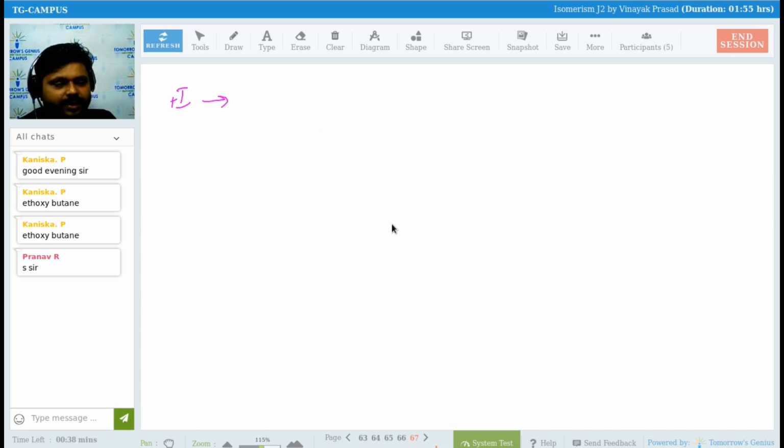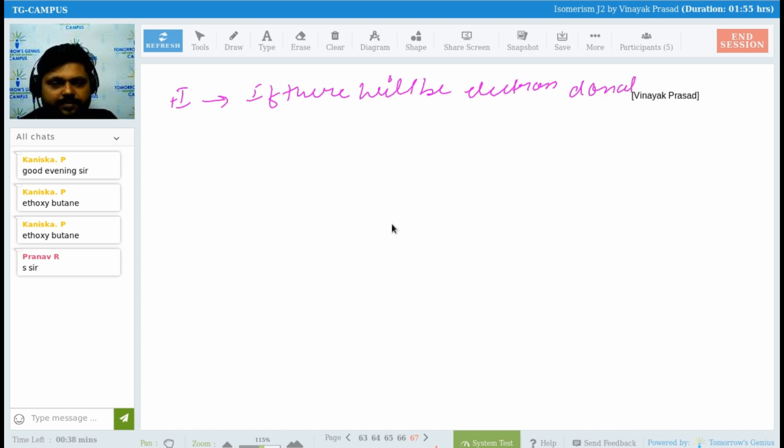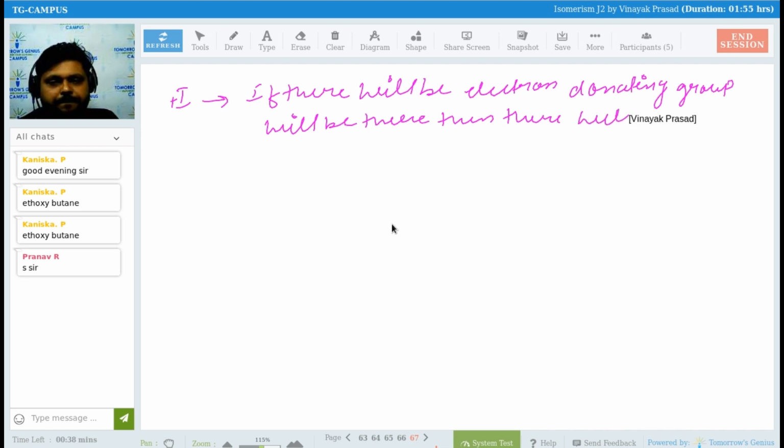Plus I effect means plus inductive effect, right? If there is an electron donating group, then there will be a plus I effect. So what is the order for this? If there is a 3-degree carbon, a tertiary group like C(CH3)3, it will have the plus I effect.